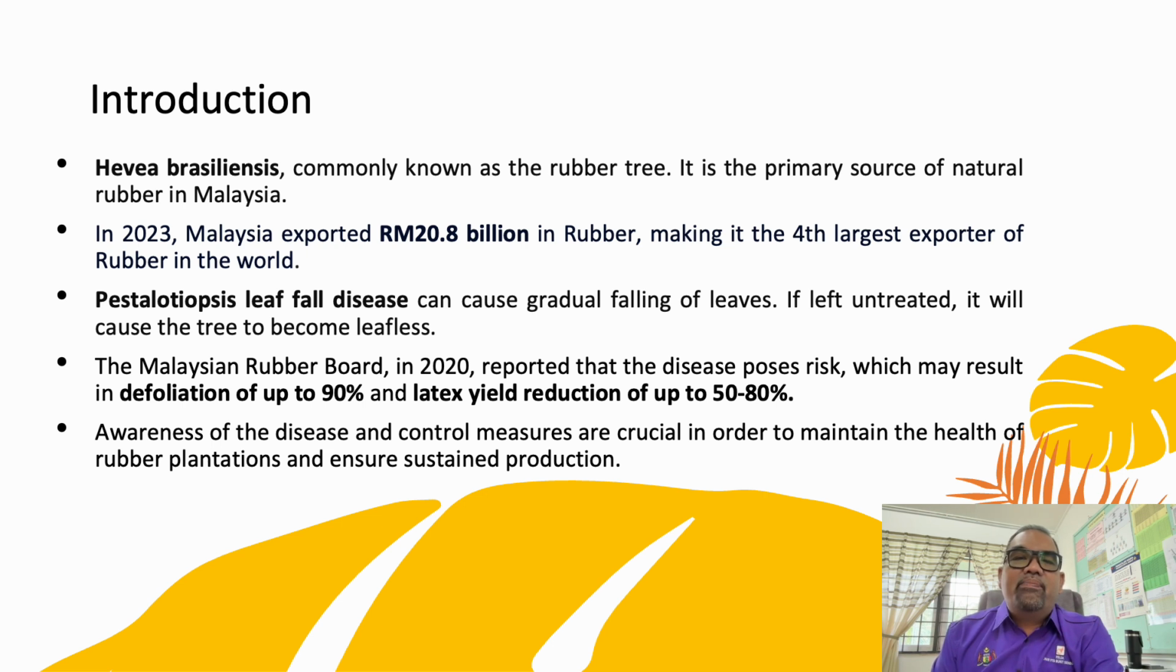However, Pestalotiopsis leaf-fall disease poses a significant threat, causing severe defoliation if untreated, which can result in up to 90% leaf loss and reduce latex yield by 50 to 80%. Hence, awareness and effective control measures are crucial to sustaining rubber production.